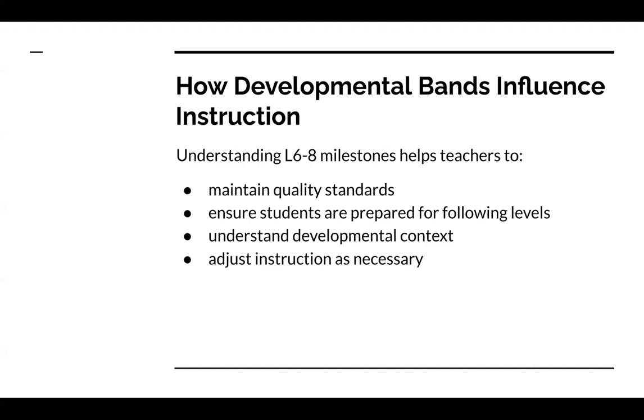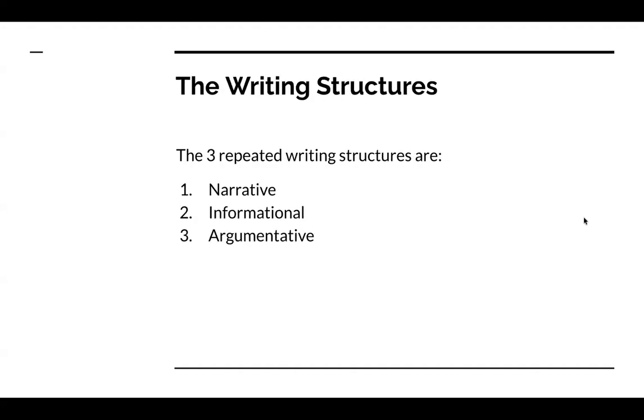To do this, we will take a close look at each writing structure that is revisited throughout the levels. The 3 main writing structures explored throughout levels 6 to 8 are narrative, informational, and argumentative. Students have already been introduced to these structures in earlier levels and are familiar with their overall writing processes. Each writing structure includes its own set of foundational standards expected of higher level students.